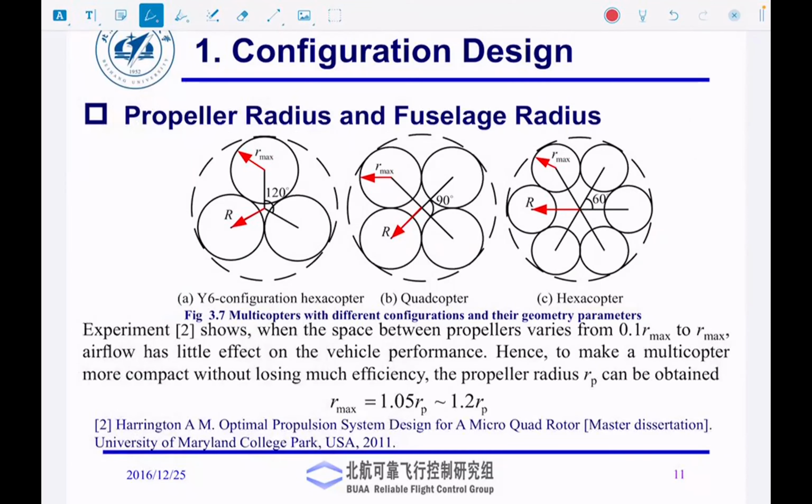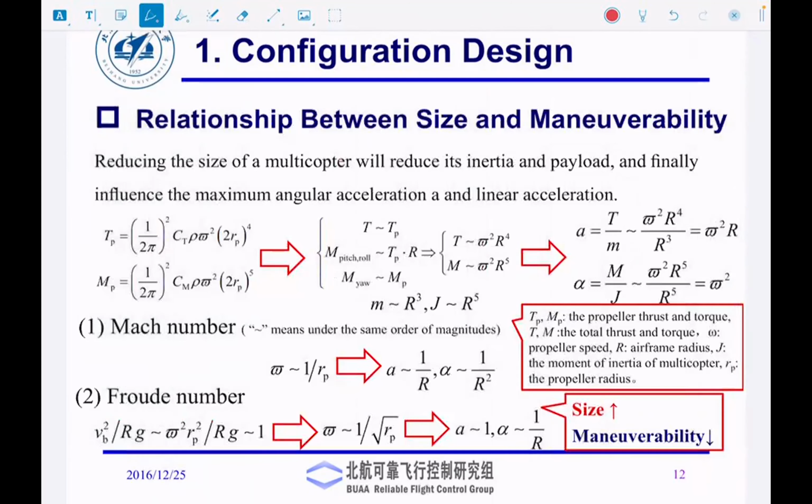So again, there is additional information if you want to find out what should be the Rmax. Rmax is usually about 1.25 to 1.5 times Rp, which is the prop radius. And again, these relationships come from experiments and CFD analysis.